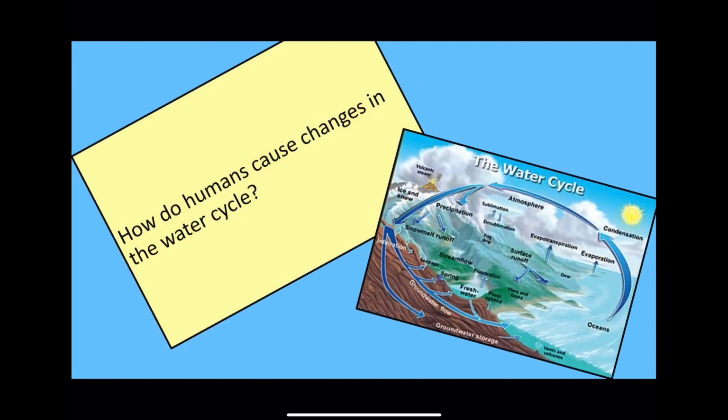so this section we're looking at how humans cause changes, first of all in the water cycle, and we'll look at the carbon cycle as well. So what do humans do that cause these changes?